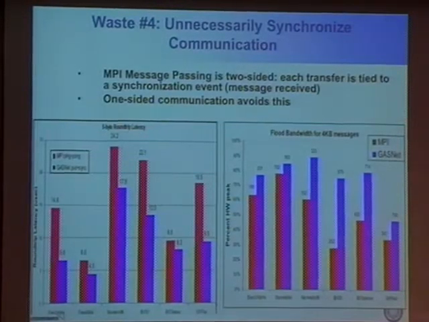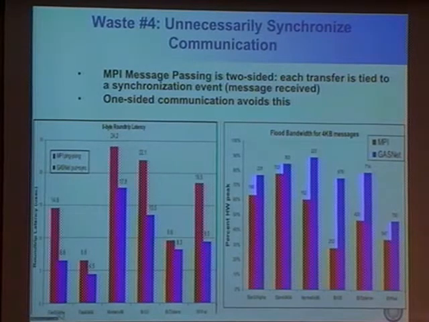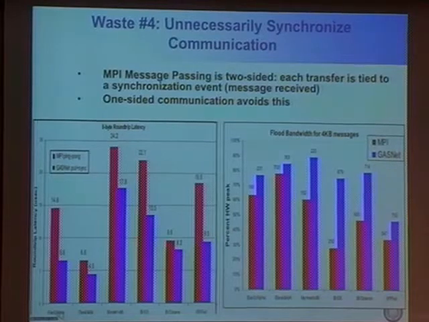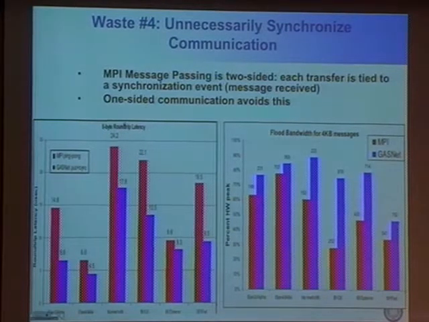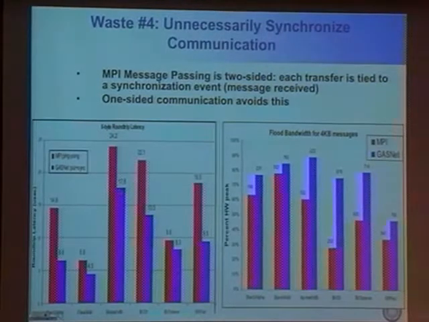What's another good way to waste your money if you're buying a supercomputer? Well, one of them is to unnecessarily synchronize your communication. Most large-scale scientific codes today are written with MPI, a message passing layer, using two-sided communication. That is a send-receive model of communication. Each transfer in a send-receive model has a synchronization event tied with it, which is a message receive, whereas one-sided communication avoids this. And these performance graphs show you the difference in both latency and in bandwidth for doing two-sided versus one-sided communication. So the red bars are MPI, two-sided communication, and the blue bars are one-sided communication.